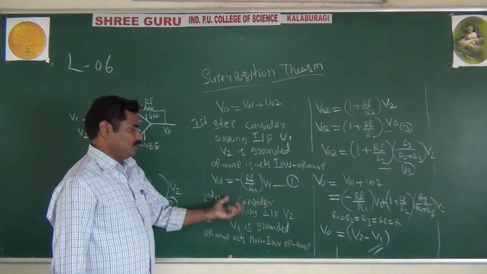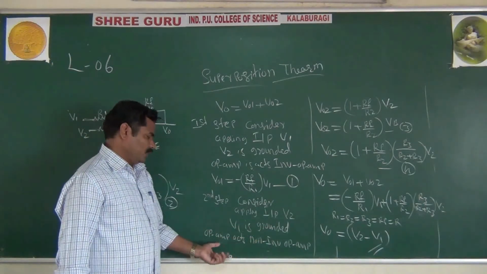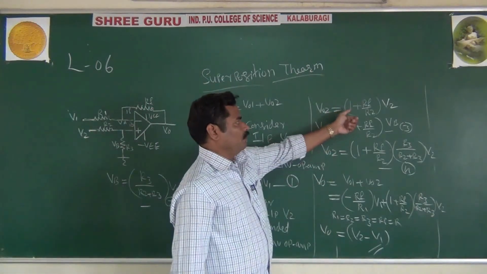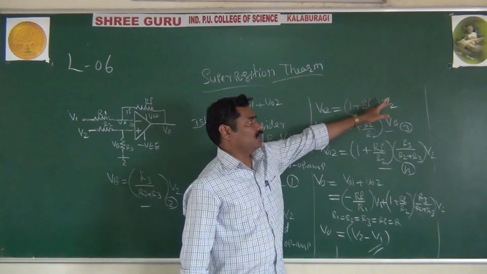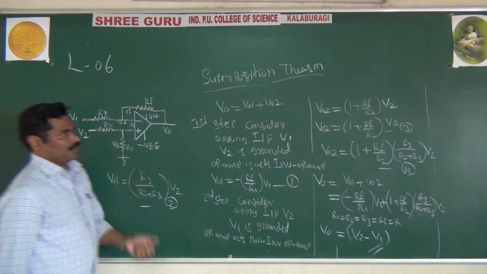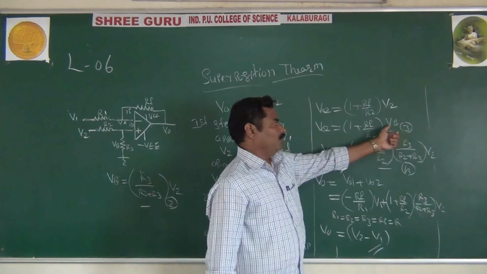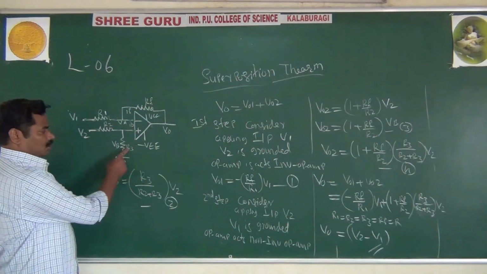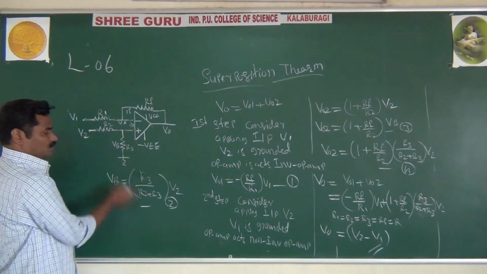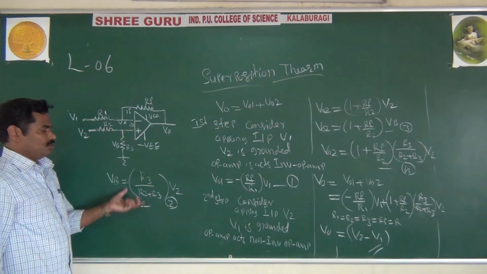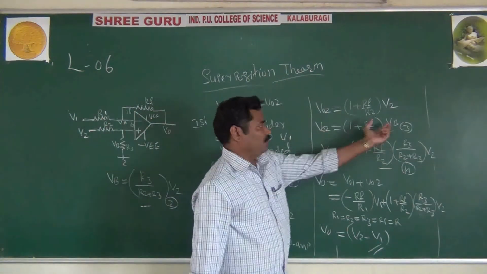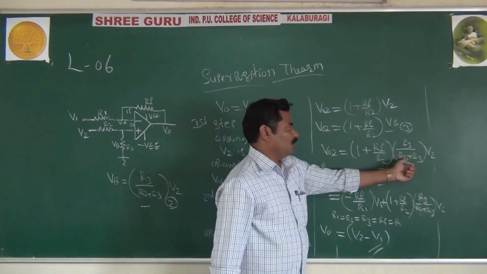Then, second step, consider applying input V2 and V1 is grounded. At that time, your op-amp acts as a non-inverting op-amp. As we know, the output for a non-inverting amplifier is 1 plus R by R2 into V2 if R3 is not there. If R3 is there, then you consider 1 plus R by R2 into VB. And VB is nothing but the voltage across R3, that is R3 divided by R2 plus R3 into V2. As you studied in the first year basics, this is the voltage divider rule. Substituting the VB value here, 1 plus R by R2 into R3 by R2 plus R3 into V2.